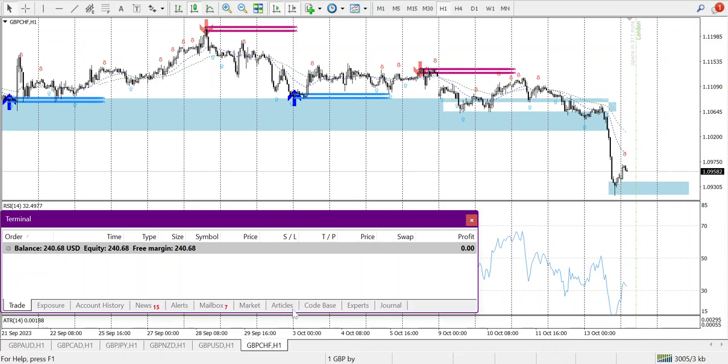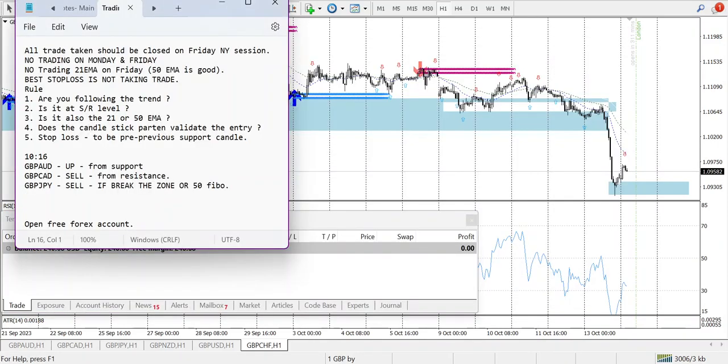So GBP CHF, I'm looking for a double bottom, DB. So these are all for our four trade.